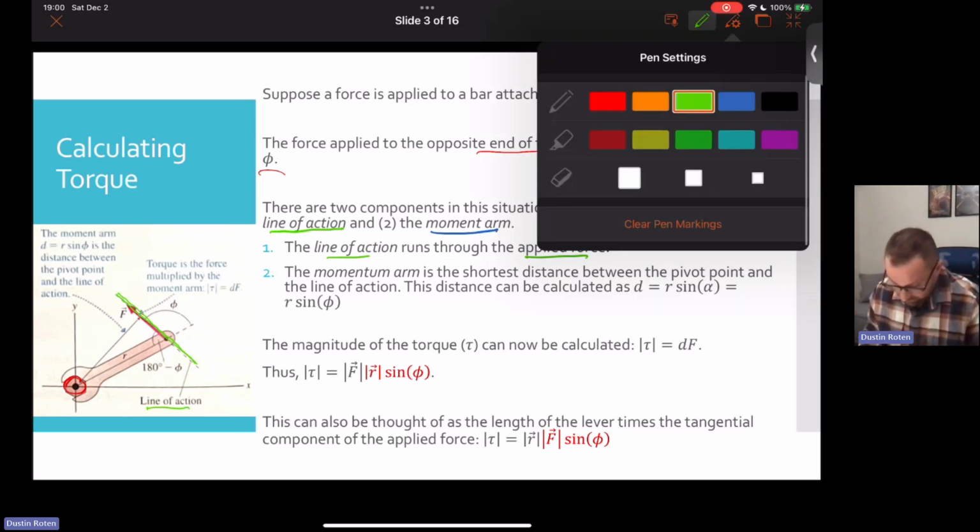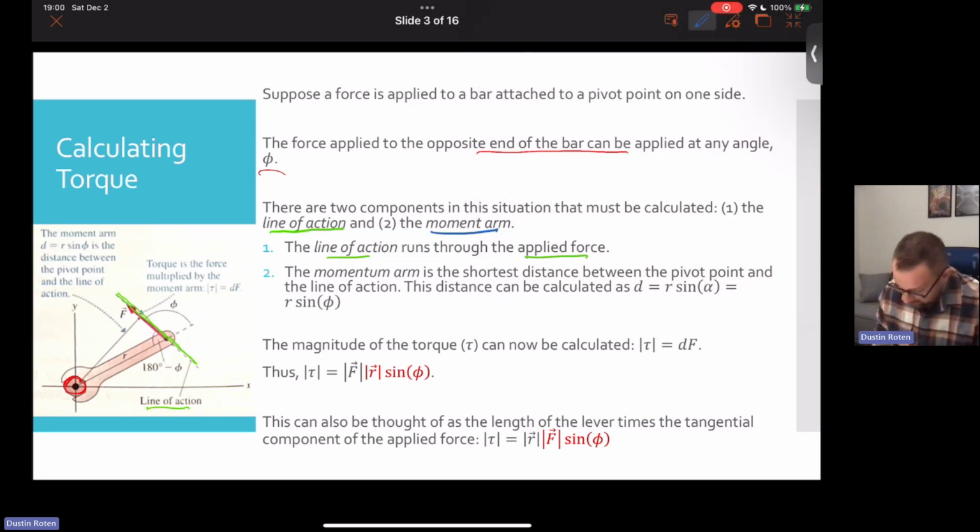The second one's a little more tricky. The second one is the moment arm, and it's the shortest distance between the pivot point and the line of action. Essentially we want to draw whatever line is going to make a right angle with the line of action. So here's our right angle, and it's got to come from the pivot point, which in our case is the bolt, and that is our moment arm.